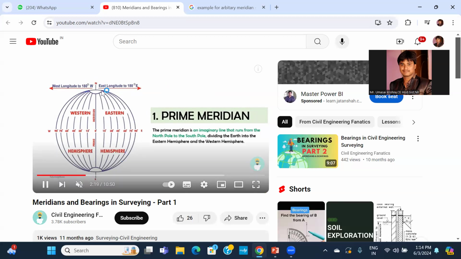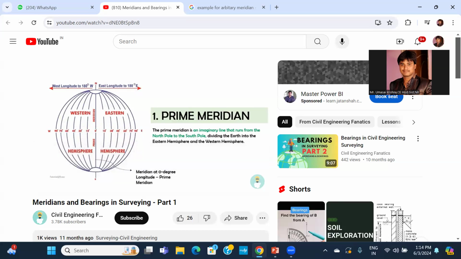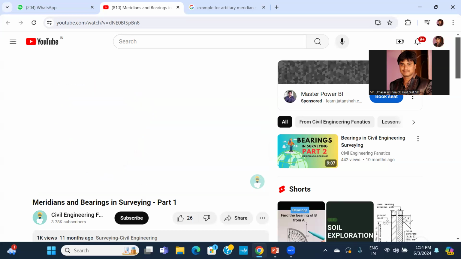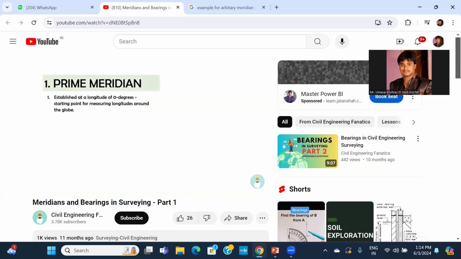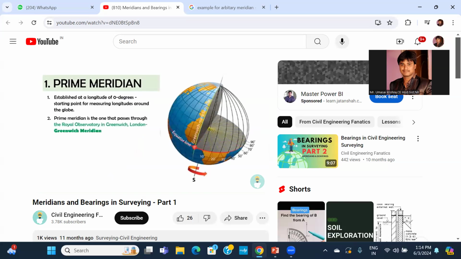This is our Earth's surface, which is rotating about an axis. That north-south axis is known as the prime meridian. The prime meridian is an imaginary line that runs from the north pole to the south pole, dividing the Earth into the eastern hemisphere and the western hemisphere. It does not change from place to place. It is also known as the 0 degree longitudinal line. It passes through Greenwich, London, the Greenwich Meridian. It provides a standard reference for navigators and scientists.